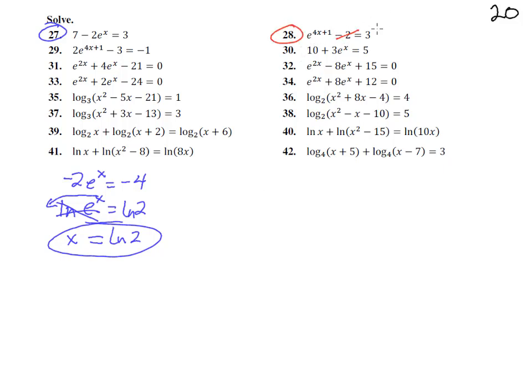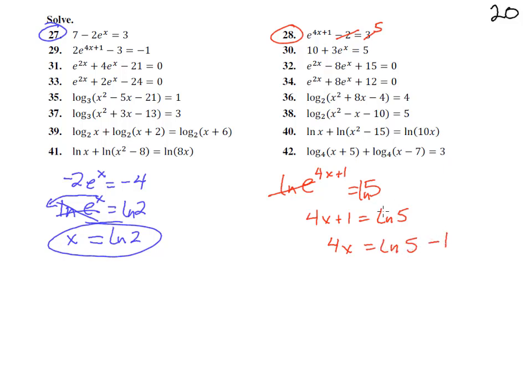Excellent. Number 28. We get e to the 4x plus 1 minus 2 equals 3. Let's add 2 to both sides and we get 5 over here. We'll write that down here. e to the 4x plus 1 equals 5. How do we undo e to the? With log base e. So ln, and we get gone. 4x plus 1 equals ln of 5. Subtract 1 from both sides. ln of 5 minus 1.